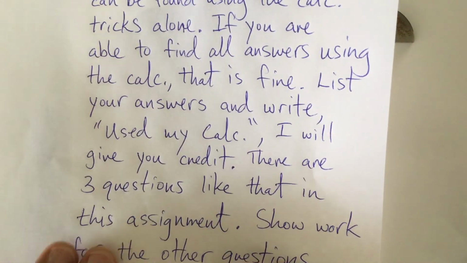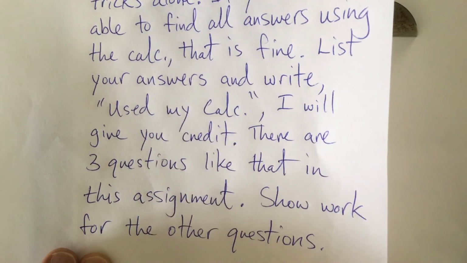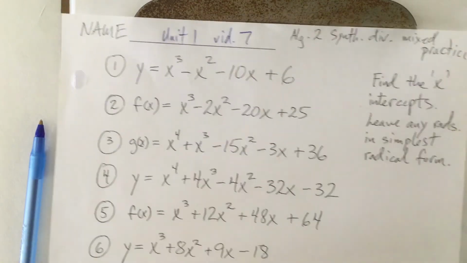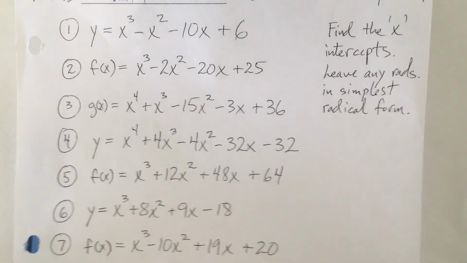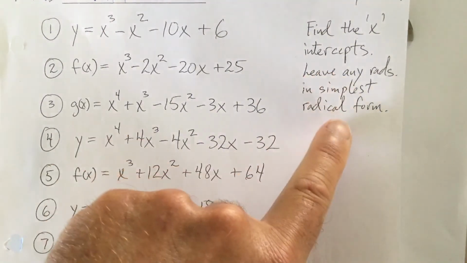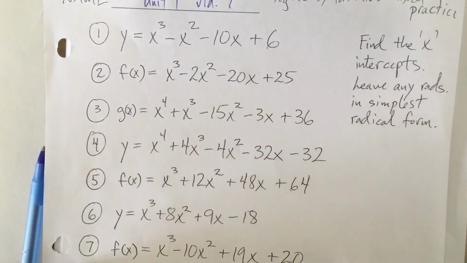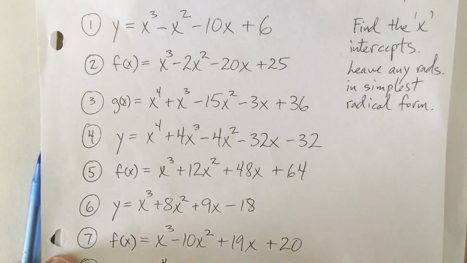There are 3 questions like that in this assignment. Show work for the other questions. So on 7 of the questions, you're going to have to use all the synthetic division tricks, etc. But on 3 of these, if you know how to use the calculator well enough, based on what I've shown you, you can solve 3 of these questions just by using the calculator. So what does it say? It says, find the x-intercepts, leave any rads in simplest radical form. Yeah. So here's the first 7 you can see, and then I'll scroll it down a little.